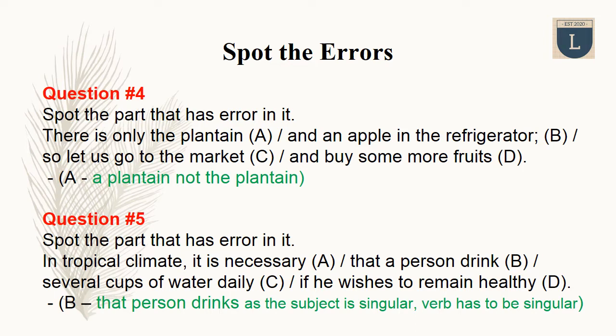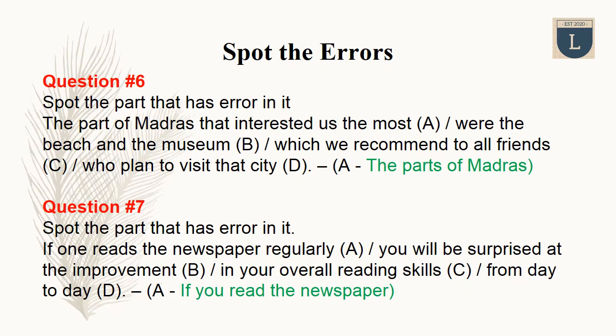That person drinks: as the subject is singular, the verb has to be singular as well. Therefore, we need to use a singular verb, drinks. You know, friends, if you add "s" or "es", for most of the verbs they become singular. So a person drinks should be there. So that is the answer.